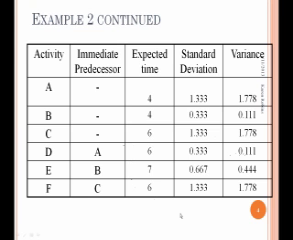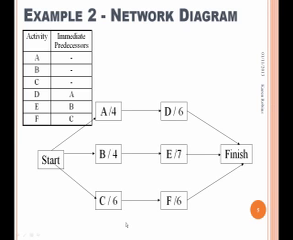Here is the completed table for all the activities. Now we need to draw the network to look at all the paths through the network. We can see that AD takes 10 time units, BE takes 11, and CF takes 12, and the critical path is CF being the longest path through the network.